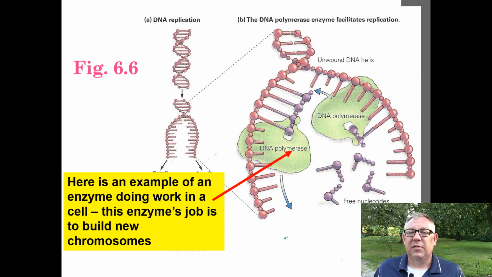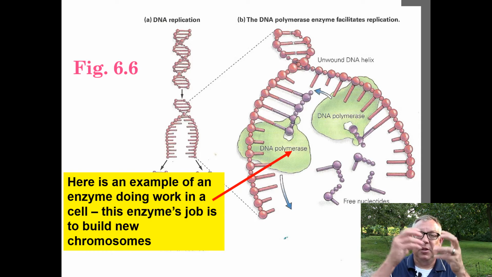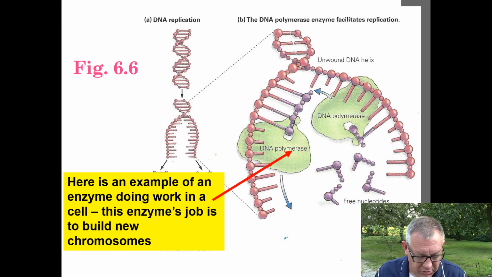And so back to this figure, this is an example of an enzyme doing its work in the cell. What reaction does it catalyze? It brings in new nucleotides and it synthesizes a complementary strand by reading an existing strand. That's what DNA polymerase does. It builds new chromosomes, but there's all kinds of different enzymes in your body for all kinds of different reactions.